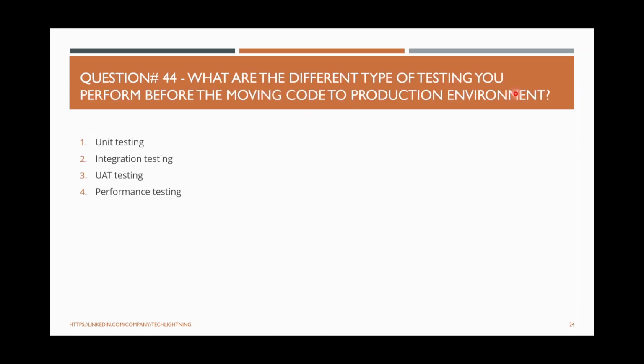What are the different types of testing you perform before moving the code to the production environment? For example, when you develop anything in the designer, say I have an integration where I need to pick the data from my source, do some transformation and send it to the target. What kind of testing do we do? One is without connecting to the source and target systems, because at the time of development, they may not be ready as well.